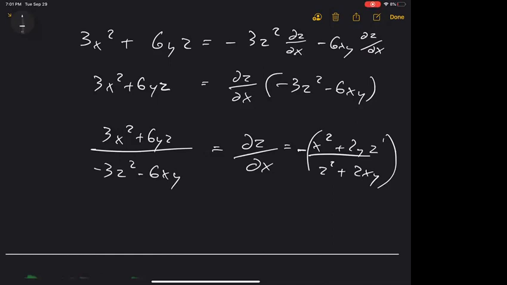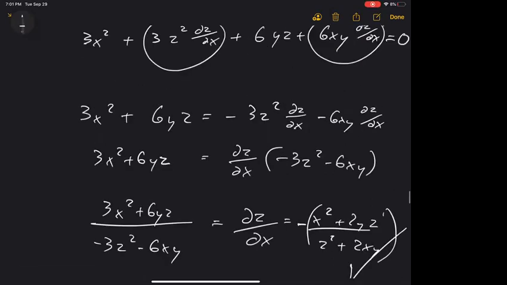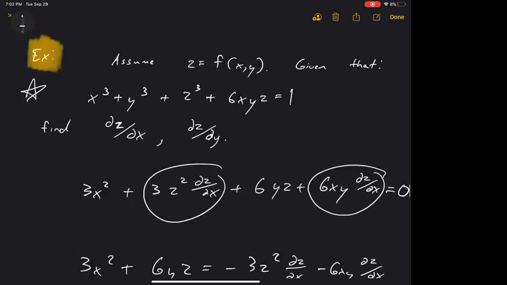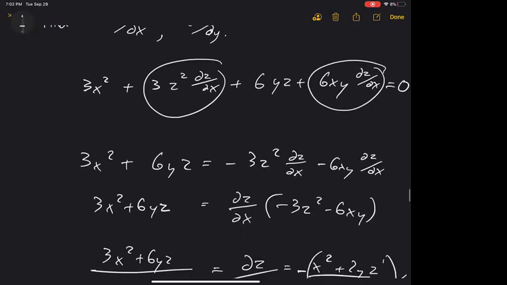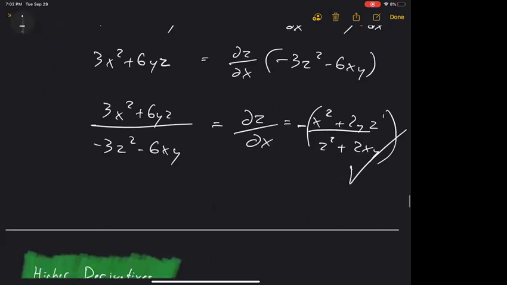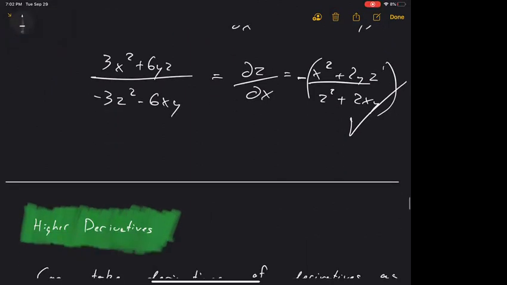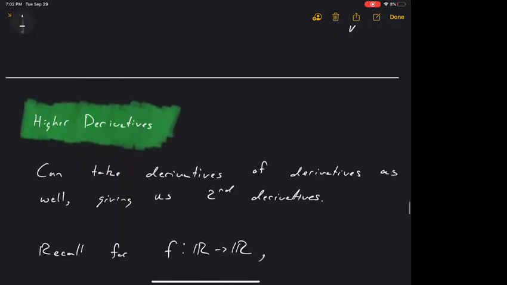Oh, I was getting scared for a second. I was looking at the wrong line. Negative x squared plus 2yz, yep, over z squared plus 2xy. Yep, perfect. Boom. And I'll let you try implicit differentiation with respect to the y variable and see if you come up with the solution, which is in example 3 in the textbook.